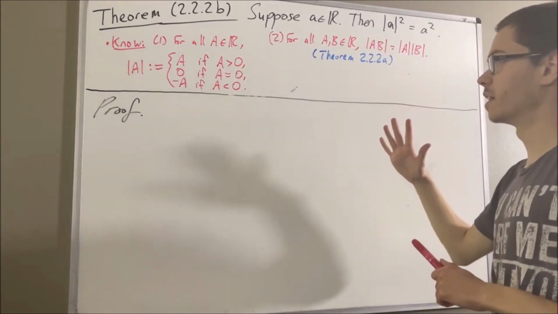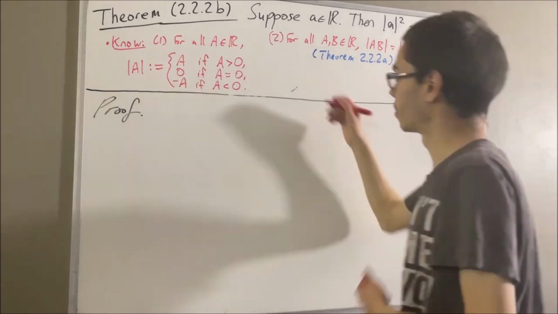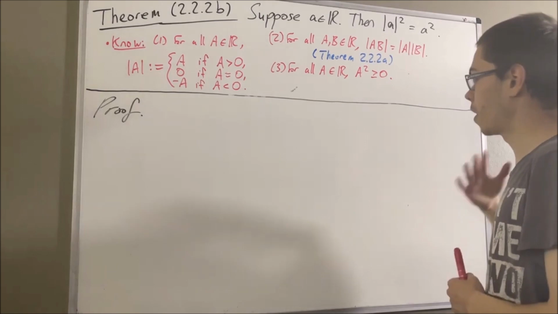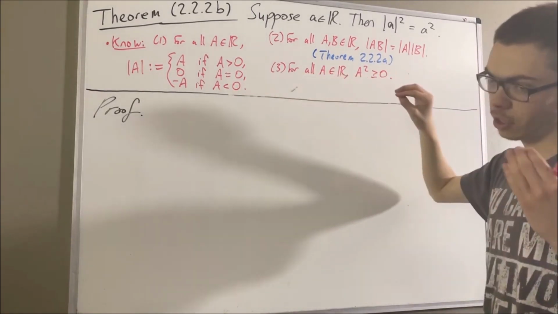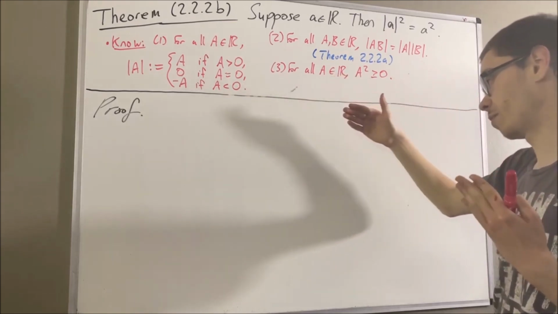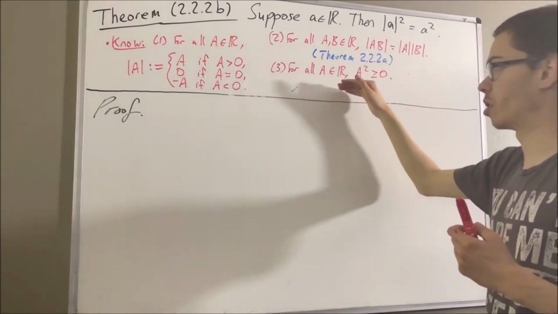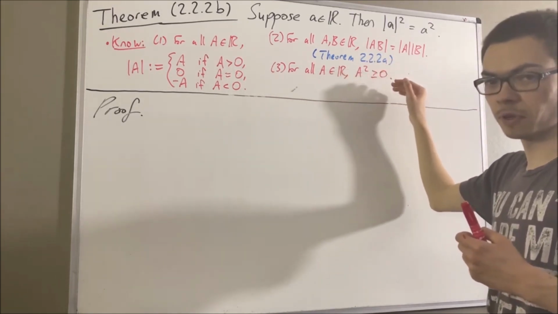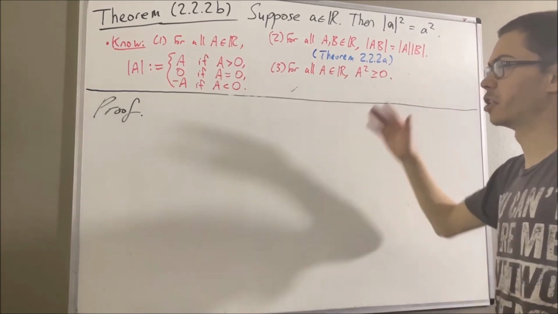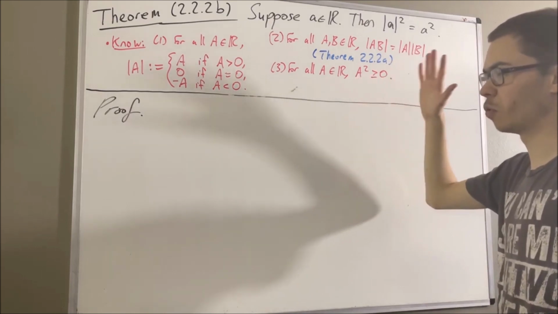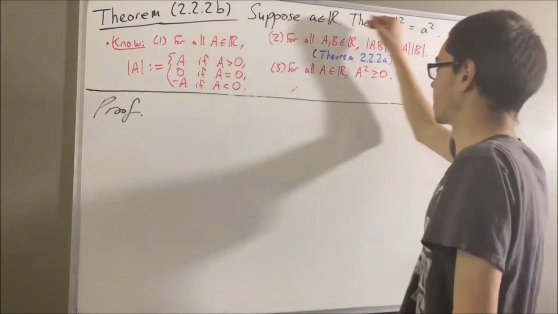And the third fact is that for every real number a, a squared is greater than or equal to 0. And the reason why this is true is because if we give ourselves any arbitrary real number a, either a is equal to 0 or a is not equal to 0. If a is equal to 0, then a squared is equal to 0. If a is not equal to 0, then a squared is greater than 0. If you recall, we proved that second case in another video. In fact, in the book, it's referred to as Theorem 2.1.8a. Okay, so now let's get into the proof of this theorem.